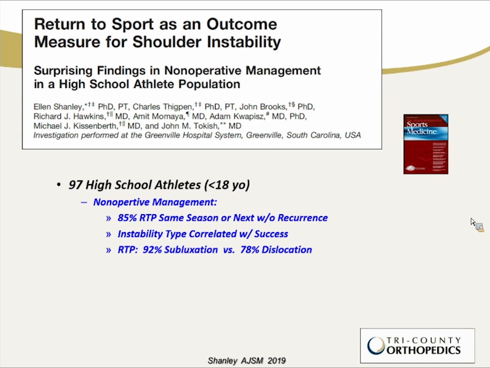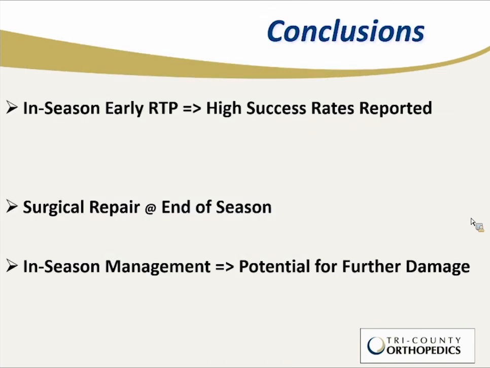And it may not have been good reporting, because with athletic trainers in a big system it may not have been as accurate, and it's not a closed system. But give or take a little bit, that's still a very high number, more so than most others reported. What was interesting is the instability type correlated with success. So those that had subluxations versus dislocations had a higher return to play.